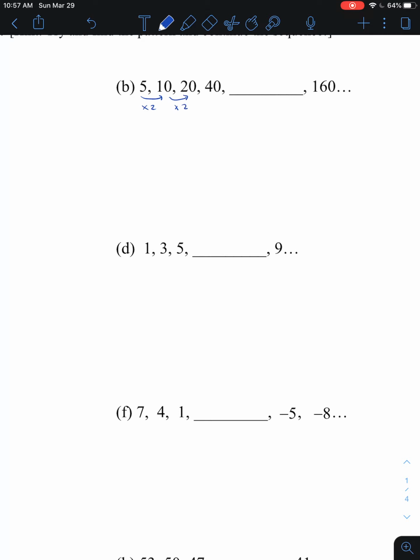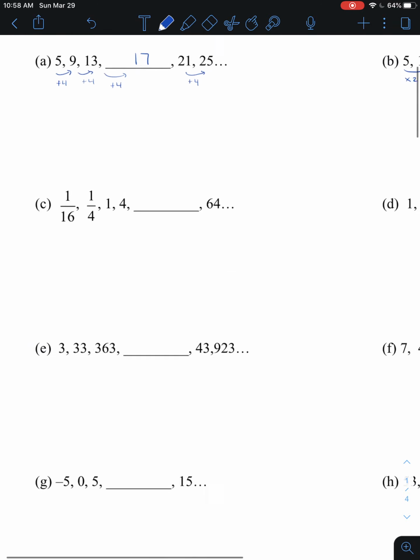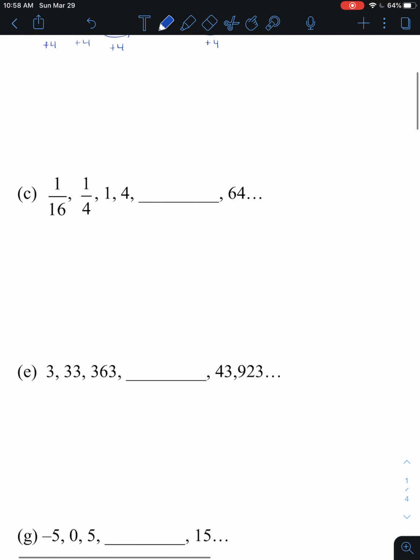So then if I multiply by 2 again, does that get me from 10 to 20? It does. And then 20 to 40, it does. And then 40 times 2 would be 80. And then to make sure that we did this right, yes, 80 times 2 would be 160. So the missing term there is 80 and the pattern is multiplying by 2. Okay, let's look here. Now we have some fractions.